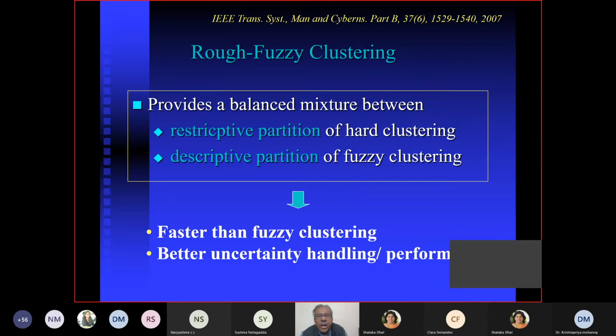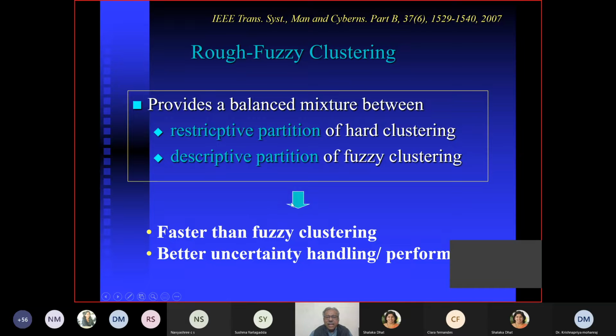What it is basically boiling down to is that it provides a balanced mixture between the restricted partition of hard clustering and the descriptive partition of fuzzy clustering. Hard clustering was restricted, that means either yes or no. In case of fuzzy clustering, it's descriptive. Every pattern can go to any class. But rough fuzzy clustering is a balanced mixture between the two. Not completely hard, not completely fuzzy.